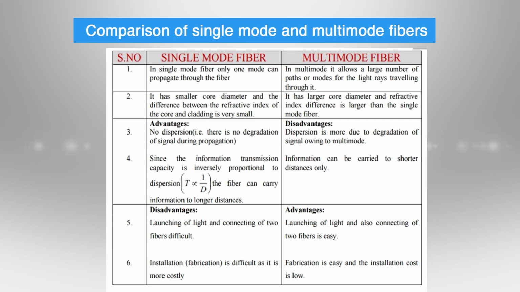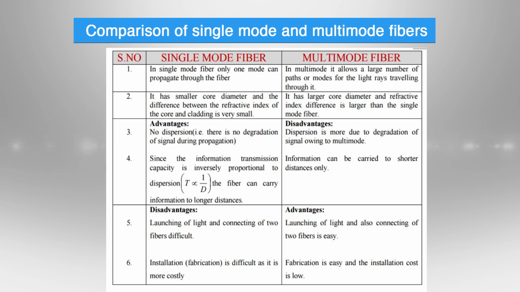Applications: single mode fibers are used in telecommunication, internet and cable TVs, whereas multi-mode fibers are used in local area networks, data centers and short range connections. If we compare the cost of manufacturing of both the fibers, then single mode fibers are more expensive due to precision manufacturing and laser light sources, whereas multi-mode fibers are less expensive and easier to manufacture.